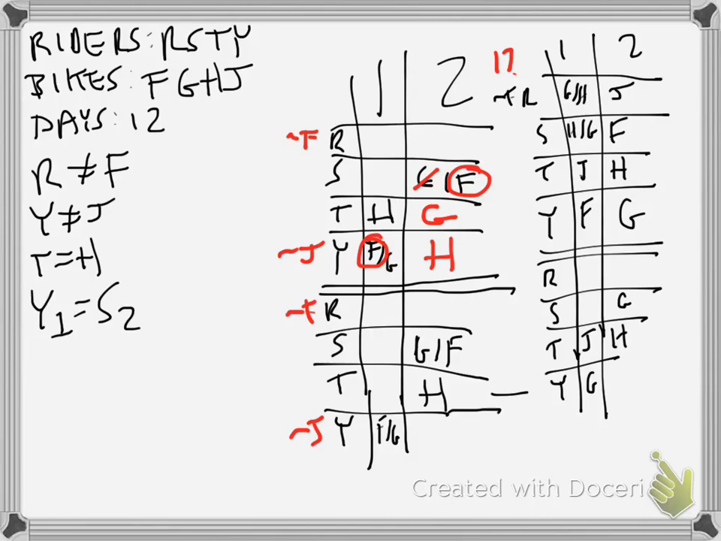Now we should check the answers just to see if any of them work. Answer choice A says R does G on the second day. Now we have R doing J. S does H on the first day, and guess what? We already have a possibility. Here's S doing H possibly on the first day.